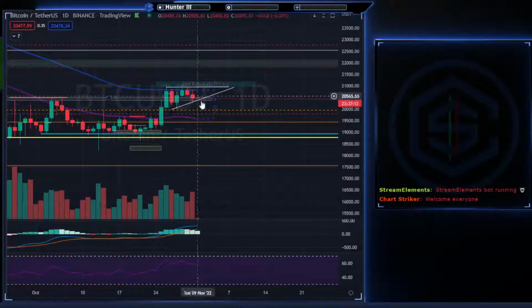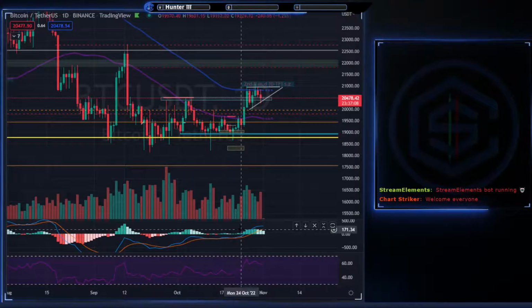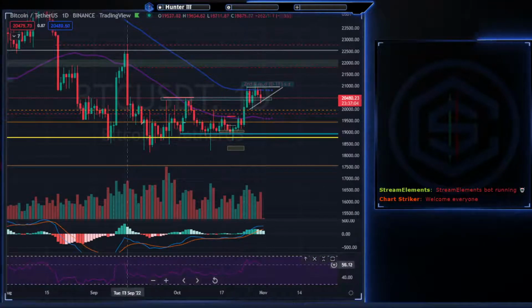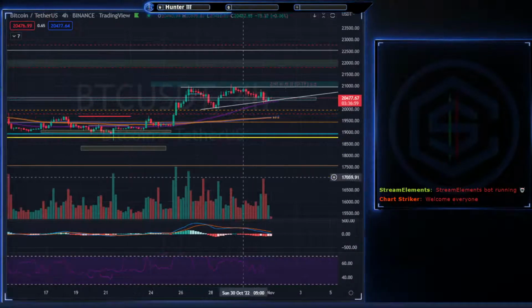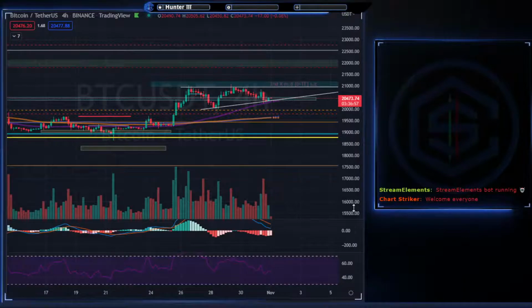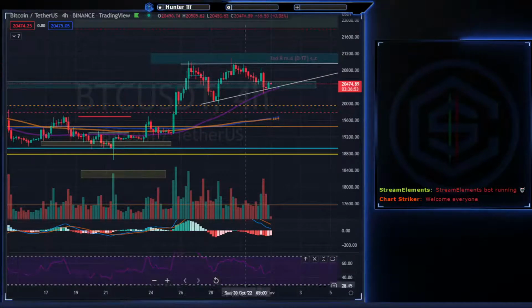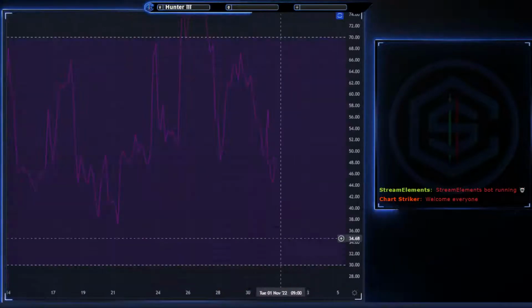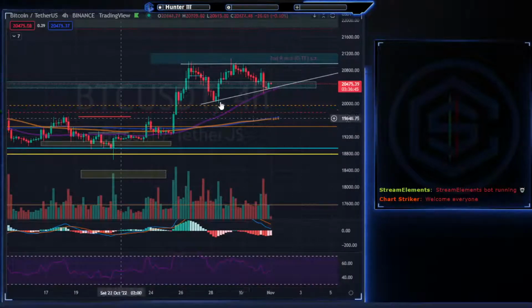So we will see if this ascending triangle is respected, but we are losing positive momentum, like it's getting weaker. We do have bearish divergence on the RSI. Looking at the 4-hourly chart, there is some better development here going on when it comes to the relative strength index. We have clear bullish divergence on the shorter time frame.